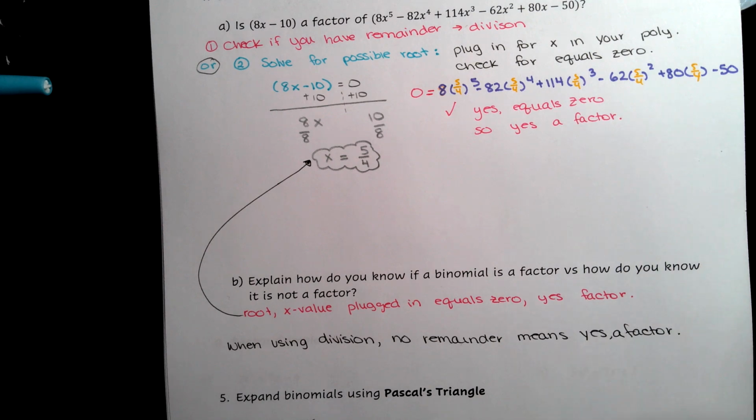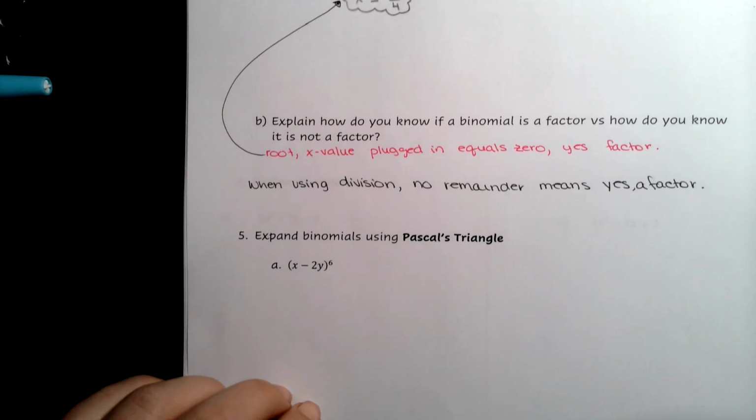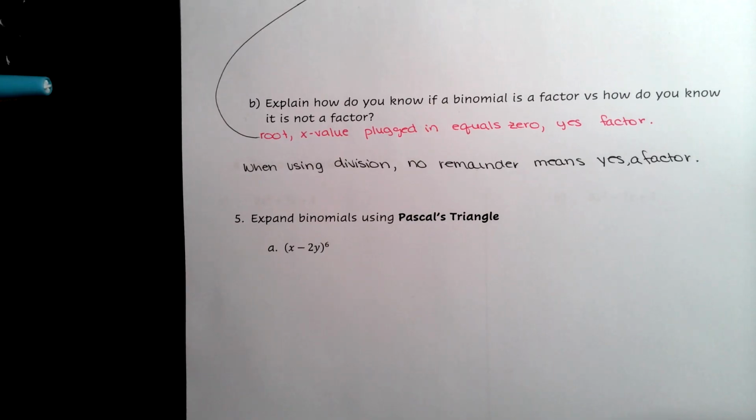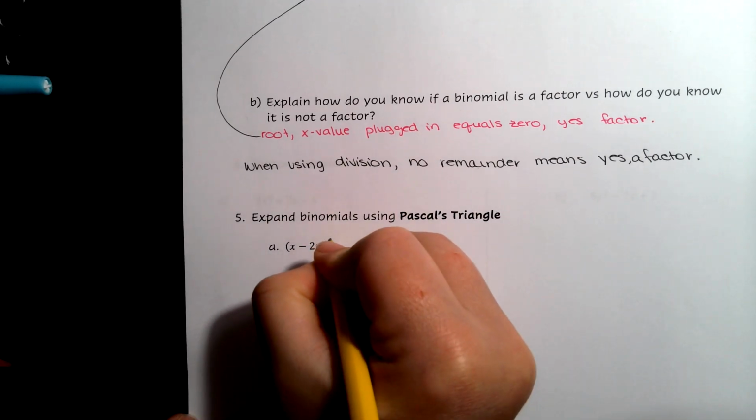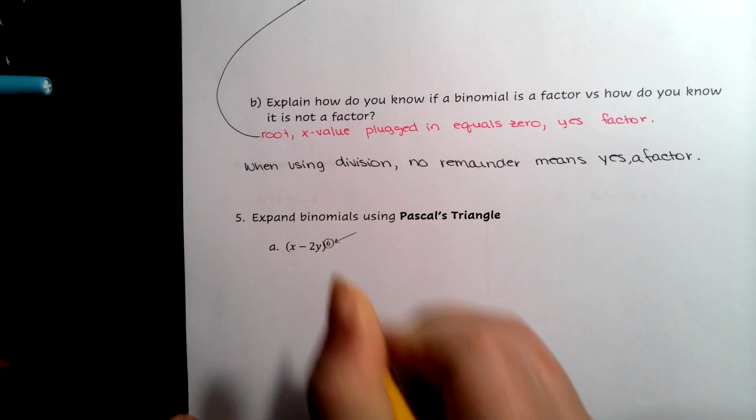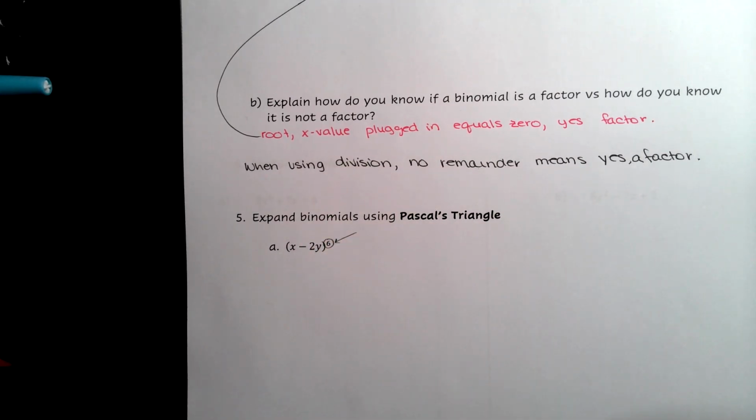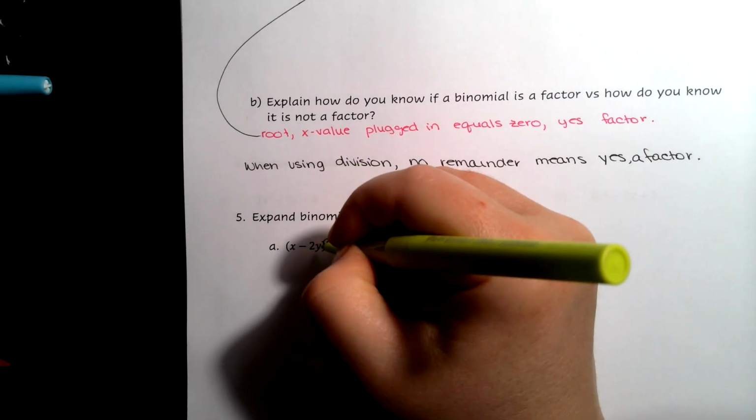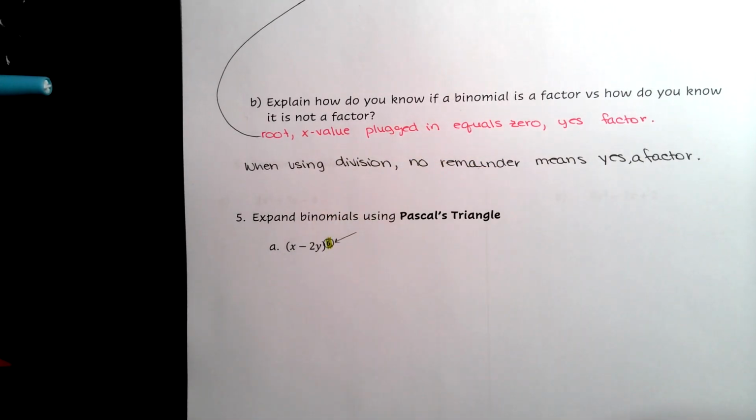You can write yes, a factor. So it's not like factoring, but it is a factor. Okay. Question number 5 is expand using Pascal's triangle. So we haven't seen that in a little while. What you're going to do is take a look at this exponent. This exponent is going to tell you what row to use in Pascal's triangle. So for us, since we have 6, we're going to be using the 6th row.